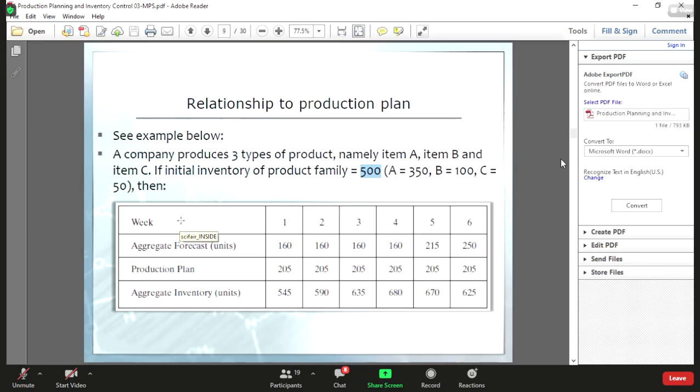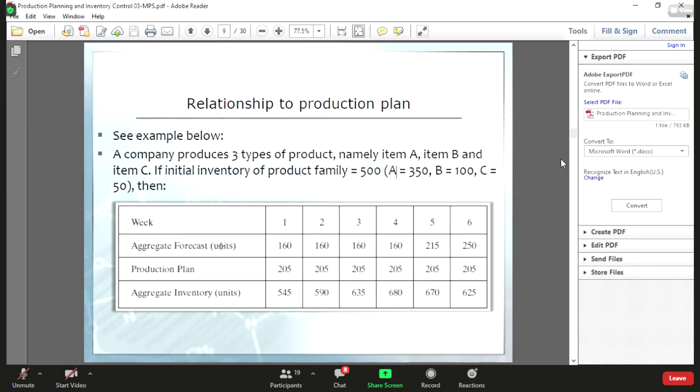Normally we just arrange it weekly. But if our company implements just in time, then the MPS will be daily or maybe hourly, by hour, sometimes by minutes. Very detailed.